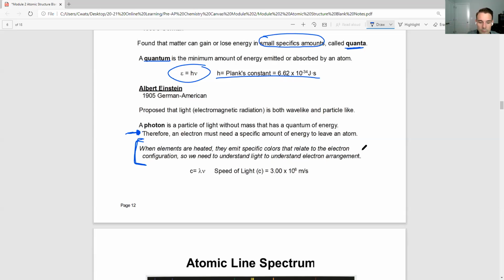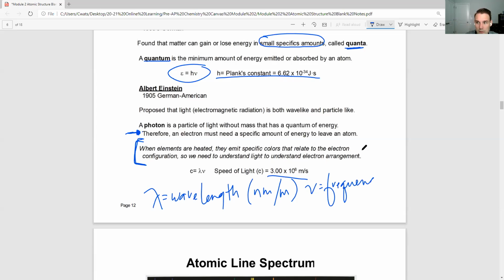But there's another equation here, c equals lambda nu. c is the speed of light, 3.00 times 10 to the 8th meters per second. And then, of course, lambda is wavelength, typically in nanometers or meters, depends on what the problem gives you. Remember, nu is frequency, and that's going to be in 1/seconds. So just something to be aware of: if you have a wavelength in nanometers, you have to turn it into meters to match your speed of light.